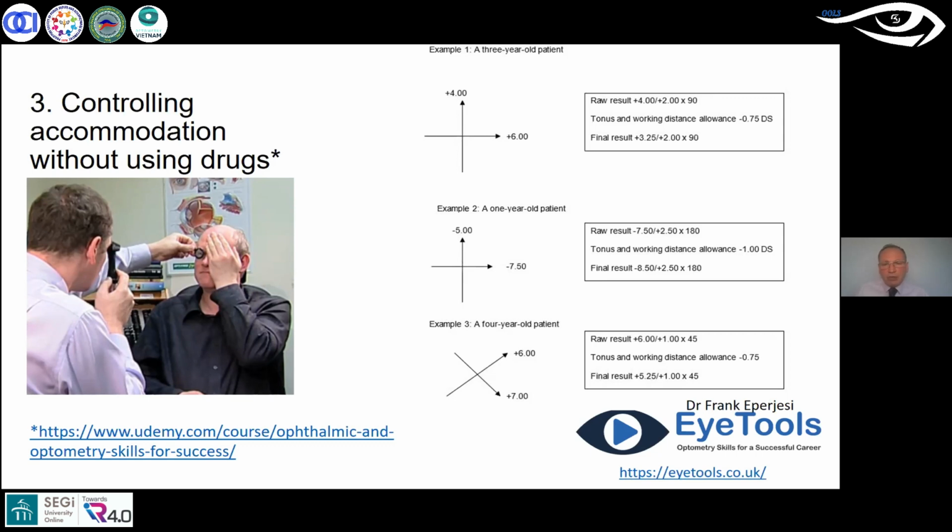If you have your own children, or if there's someone in the practice that has children, or even on the adults, if you want to practice. When I was learning these things, I often practiced on the reception staff, the managers, other optometrists, their children, children of the staff, whatever, just to really get familiar and develop my skill and get proficient before I used it properly in practice.